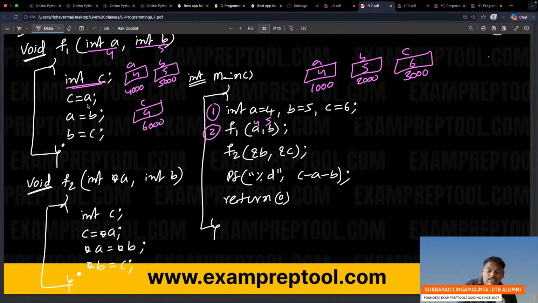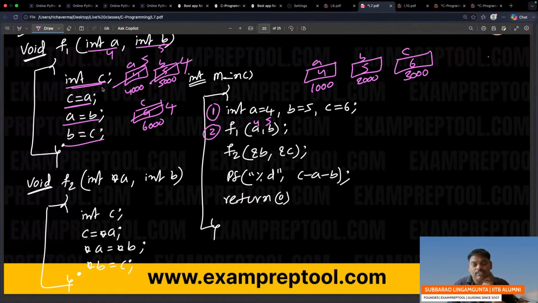Now next one, C is equal to A. What is the A4? So garbage replaced by 4. A is equal to B. What is the B? 5, so A becomes 5. Next one, B is equal to C. B replaced by C. So 4. So please do properly. After completion of this work, interesting answer.